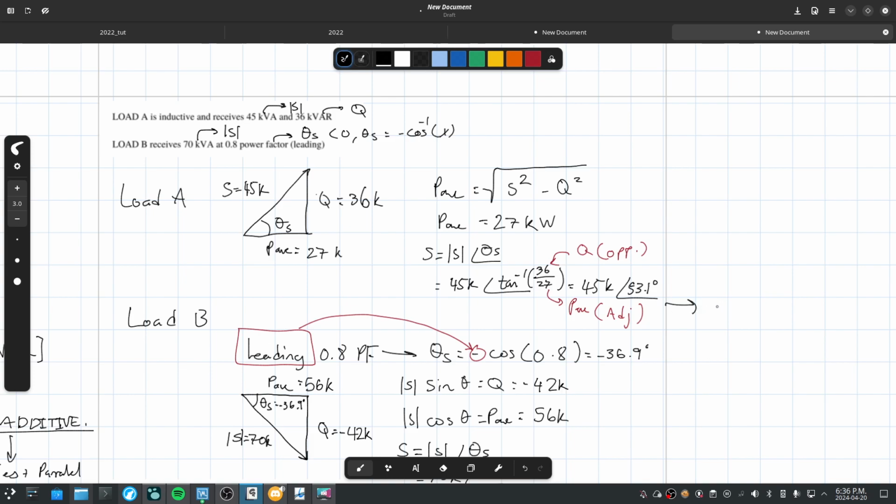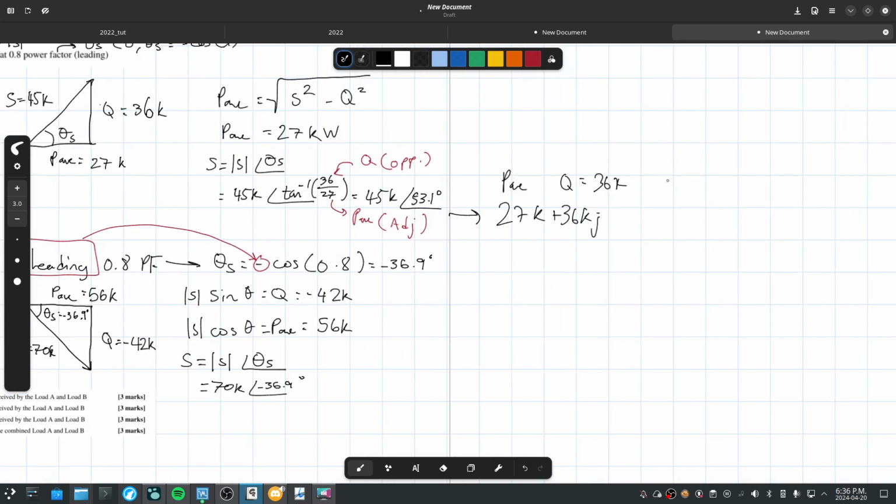27,000 plus 36,000 J. See? That's P average, and that is Q before the magnitude. Q is 36,000, or this is just QJ. So again, it's a triangle. Understand phasor form, understand rect form, what they are. They just work in triangles. Everything's a triangle when you go down far enough.